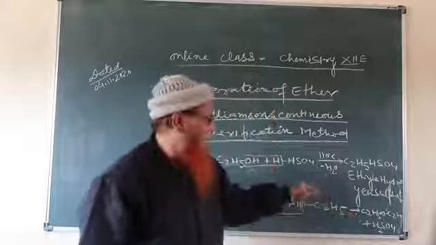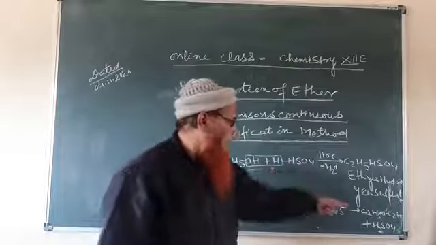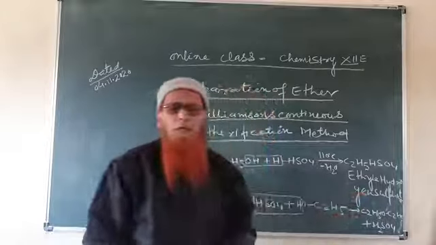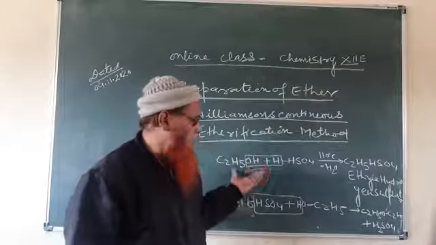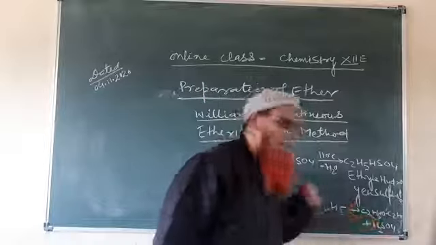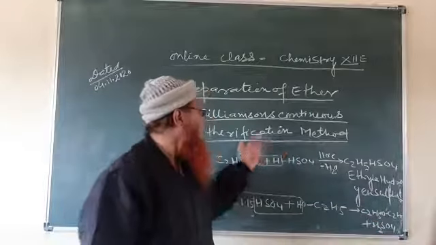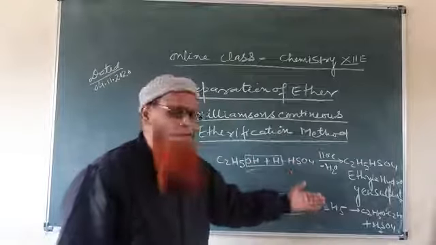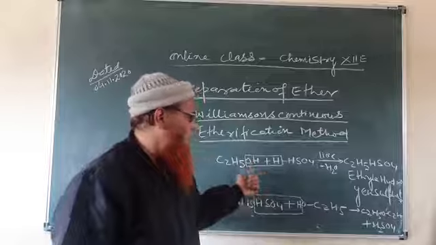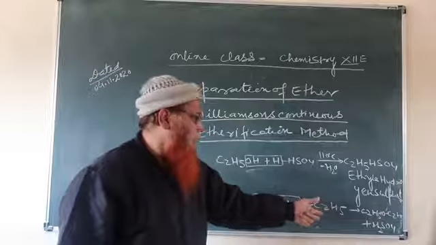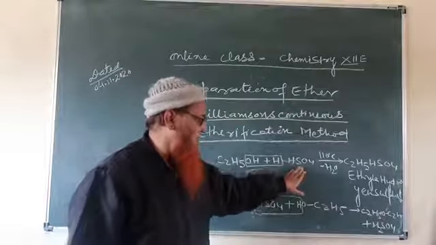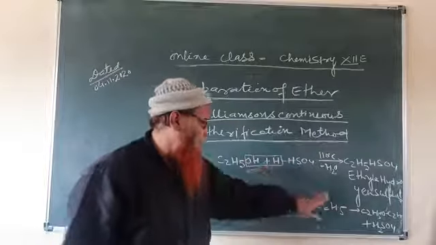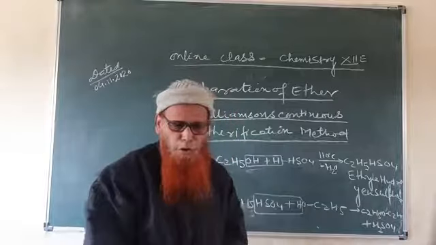So we add the alcohol, and this H2SO4 dehydrates and forms ether continuously. It converts the alcohol into ether. So it is an important method, Williamson continuous etherification. This continuously converts the alcohol into ether. The small amount of H2SO4 is sufficient to convert a large amount of alcohol into the ether. So this is the important method.